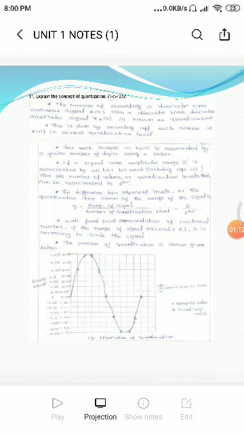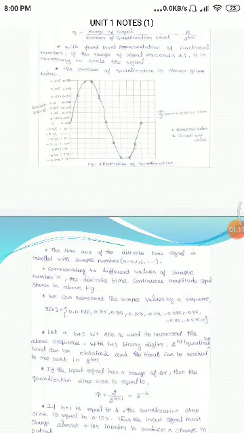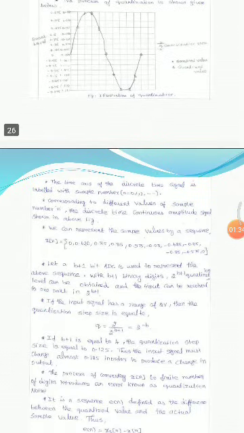The sample and quantization values are described in the picture. The time axis of the discrete-time signal is labeled with the sample number n, and the discrete-time continuous-amplitude signal is shown in the figure. We can represent the sample values by a sequence, x of n equal to the given sequence. Let a b plus 1 bit ADC be used to represent the above signal. With b plus 1 binary digits, 2 power b plus 1 quantization levels can be obtained, and the input signal can be resolved into one part in 2 power b plus 1.